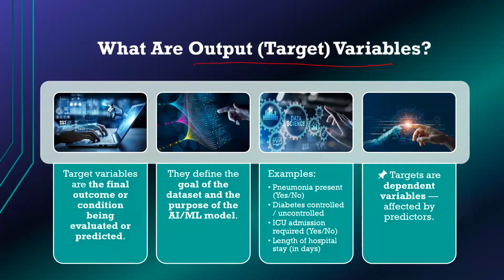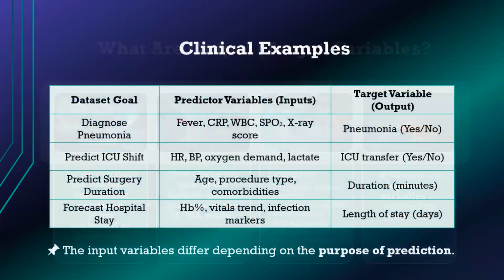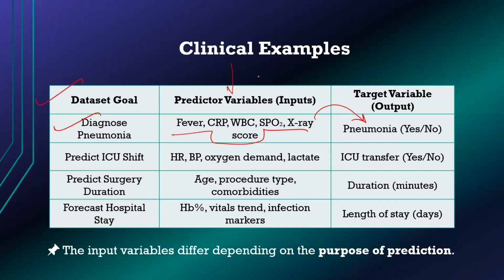So we are just understanding that there are two sections always. You start with a certain hypothesis. You may have a certain goal, like maybe some of you might be working on diagnosing pneumonia. For this, the predictor variables you may have, I have just listed a few, like the fever conditions of the patient, CRP, WBC count, or maybe SpO2, X-ray score, etc. Based on this, you are able to predict whether a person is suffering from pneumonia or not. So these become your input variables and this becomes your target variable.